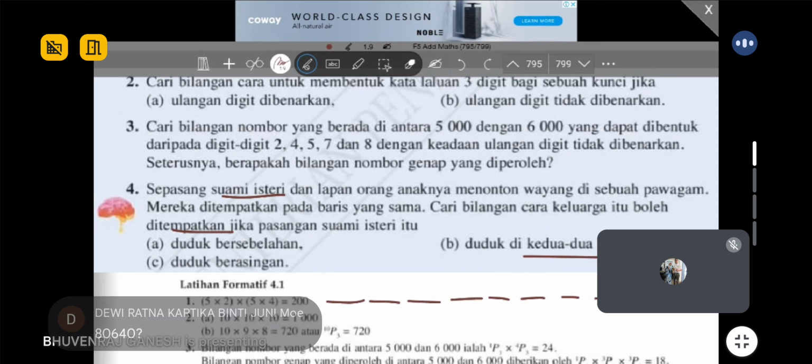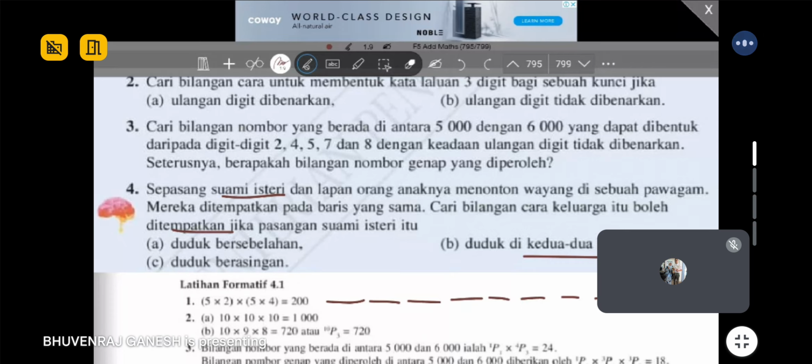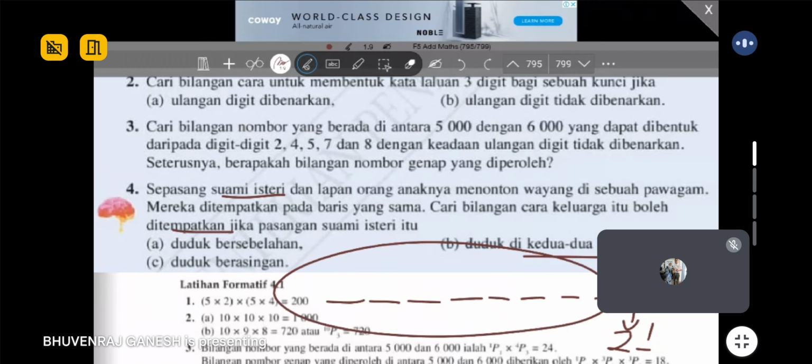Wow, very good. 80640, correct guys. So basically what they are trying to say is wife, husband, they sit at the end. So basically they are fixed already. They cannot move. Tak boleh gerak. Tapi mereka boleh tukar kedudukan. So 2 factorial. And then the remaining 8 anak, they can also tukar kedudukan. So 8 factorial. So the answer is 2 factorial times 8 factorial. Boleh dapat?